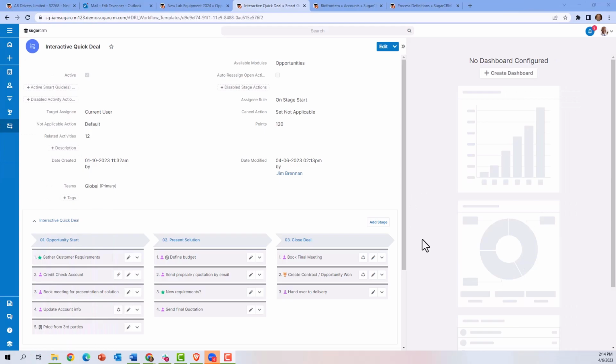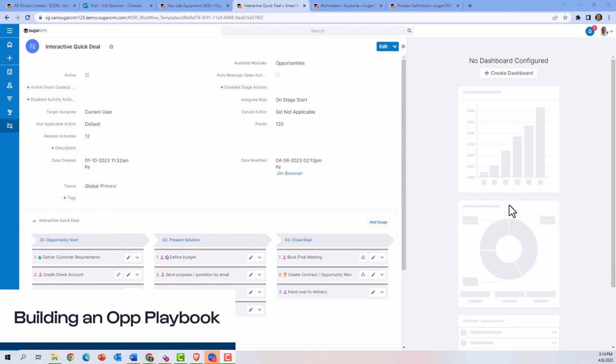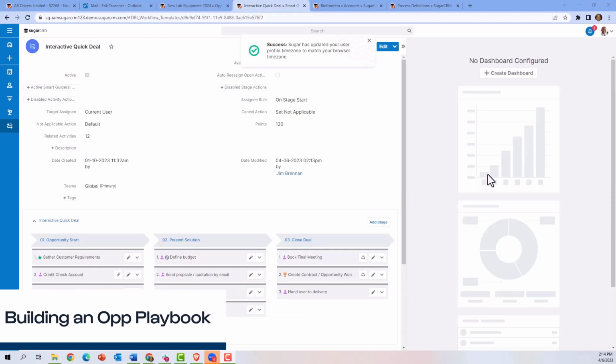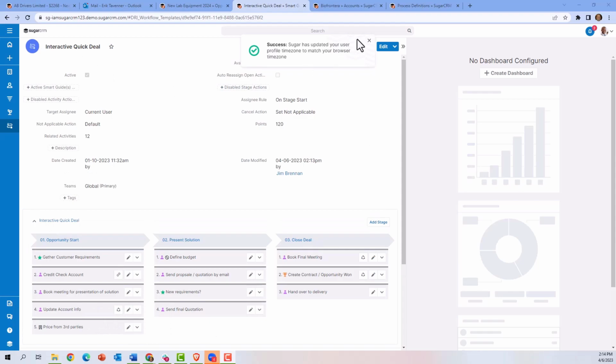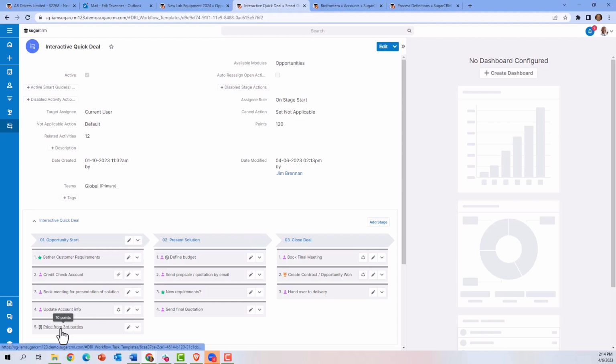So let's talk a little bit about how a Sugar administrator would build opportunity playbooks for different sales teams, using any of the following methods to build business process modeling. When looking at the interactive quick deal build in the administrator, you may notice the circle with the line. In this instance, we are blocking this step from being done until the previous step has been completed. So if anybody tried to progress to this step without completing step 5, they would be told they cannot.